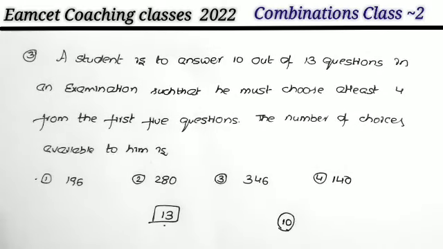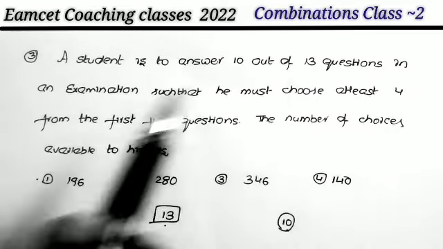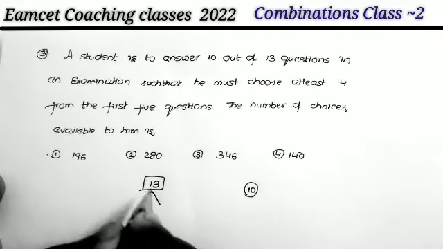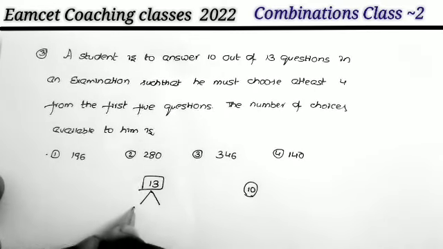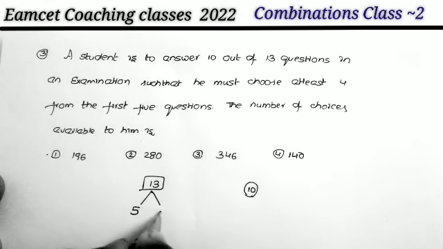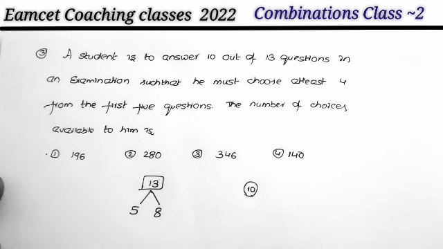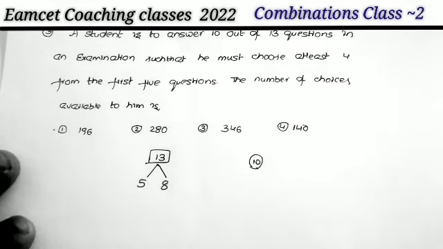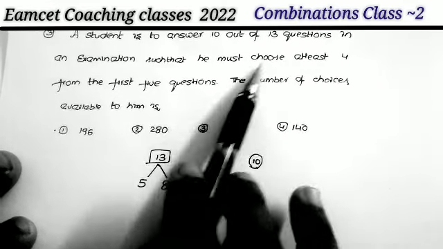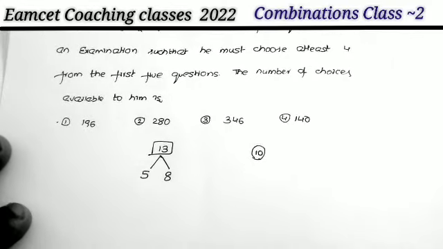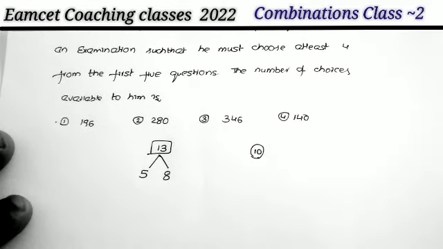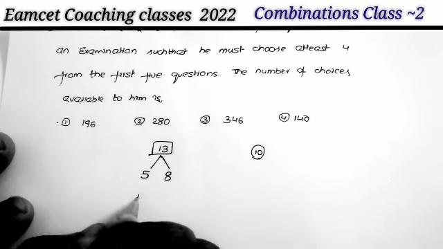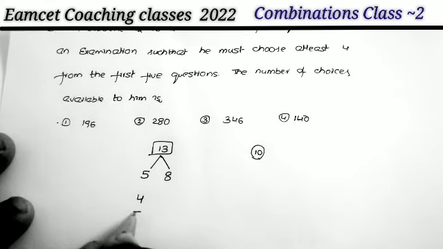But what is the condition given? He must choose at least 4 from the first 5 questions. That is, here we split the 13 questions into 2 sections. The first 5 questions as the first section and the remaining 8 questions as the second section. Okay, 5 questions and 8 questions. He must choose at least 4 questions from the first 5 questions. The student has to select the questions like that: at least 4 questions from the first section, that is either 4 or 5.